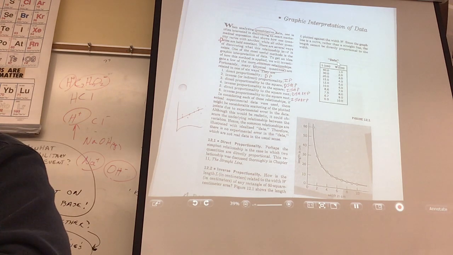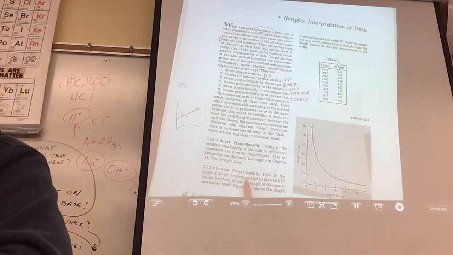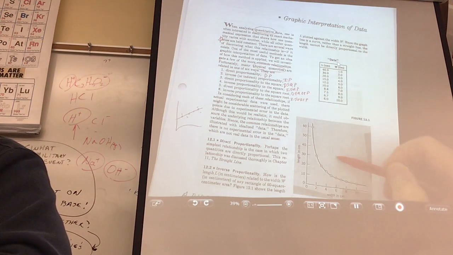All right, so here we go. It says here, we already did direct proportionality. It says, how is the length L related to the width W of any rectangle of 60 square centimeters of area? This shows the length L plotted against the width W. Since the graph line is a curve rather than a straight line, the length cannot be directly proportional to width. Is that right?